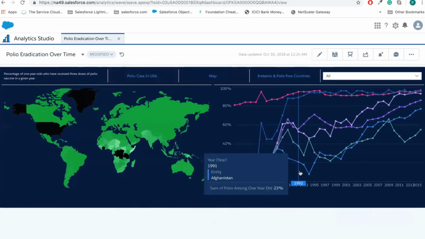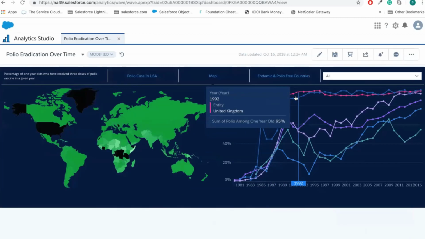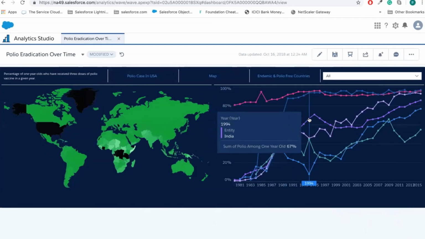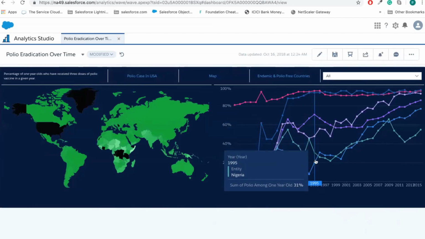Now, that is what I wanted to show, and what I did over here is I had a small map view where I wanted to show how many kids under the age of 1 year were administered polio vaccines. So I just picked countries like the United States, Vietnam, India, Sudan, Nigeria, and Afghanistan. You can see that I have a time scale over here. I took the data from 1981.